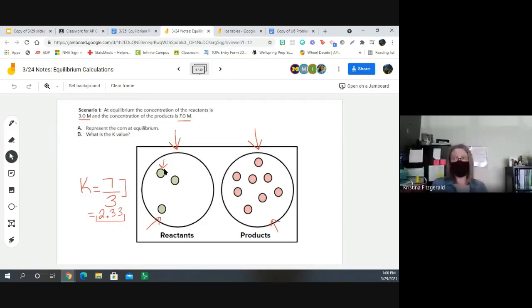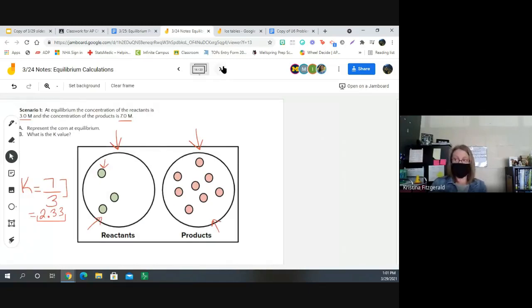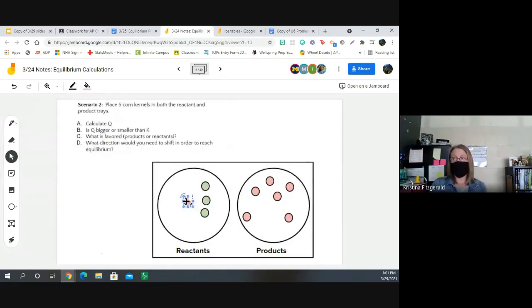But for our imaginary reaction, we were at 3 reactants and 7 products at equilibrium. Sorry, I said that backwards. So our equilibrium value K is 7/3, just the amounts we're going to go with to keep it simple. And this is 2.33 at equilibrium. Then what we did is we shifted 2 of these over here. So now I'm in this state. I have shifted 2 of my products to the reactant side.